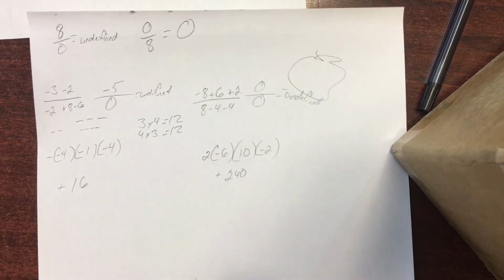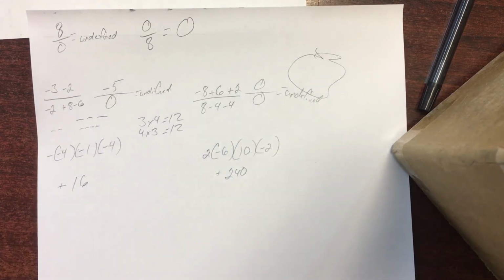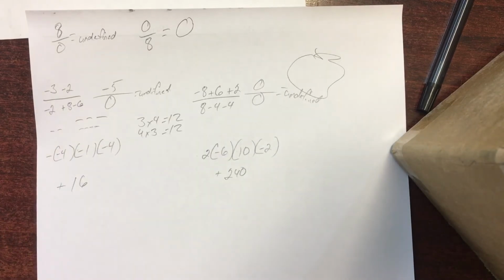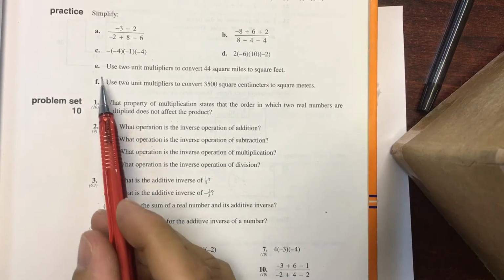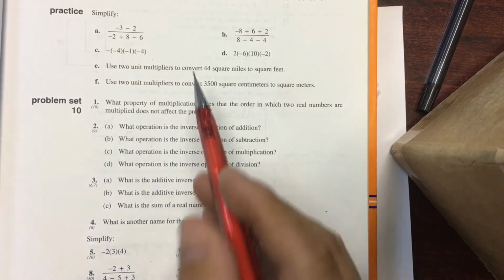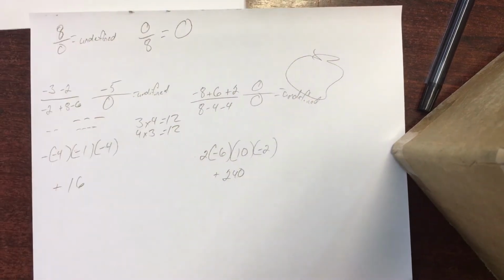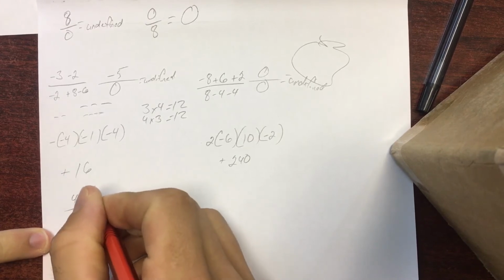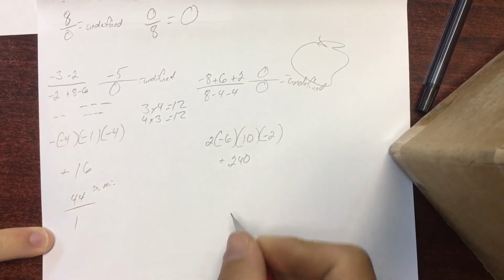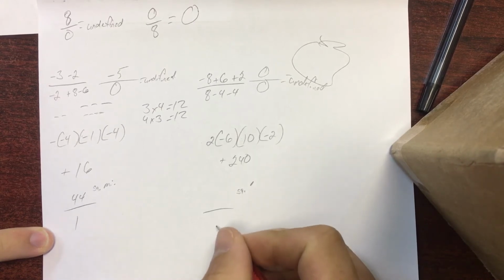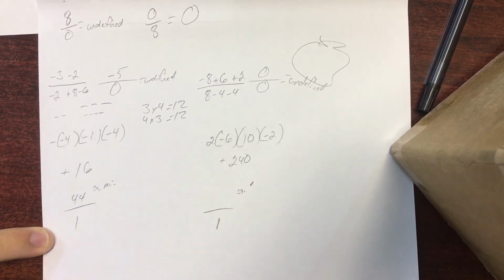Now the last thing we have to talk about is conversions of area. We have a problem where we use 2 unit multipliers to convert 44 square miles to square feet. So we're going to go from square miles to square feet, and we're going to start with 44 over 1, and I'm going to write square miles up here. What we're looking for is square feet over 1. So we're starting with square miles and we want to go to square feet.